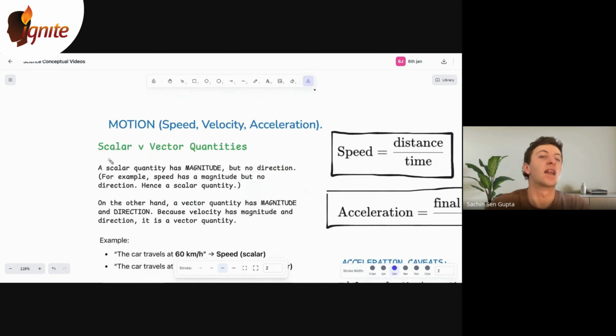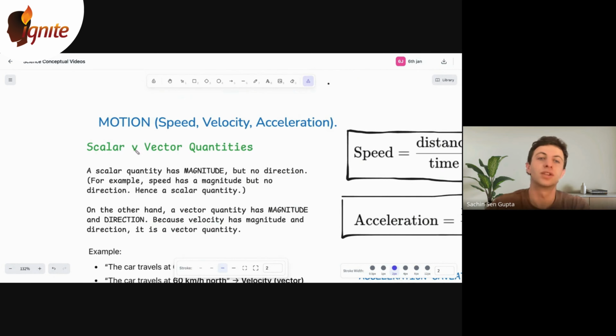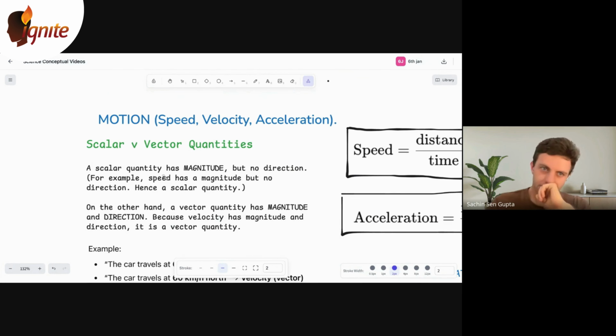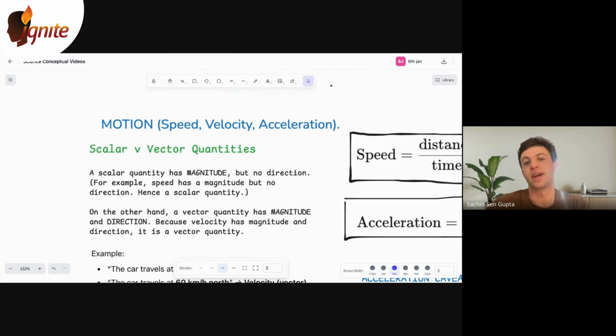The difference between a scalar and vector quantity, right? A scalar quantity only has magnitude but no direction. And the perfect example is speed, right? So speed is a scalar quantity. Associate these two in your mind. Speed is scalar. It does not have a direction, only magnitude. Say 5 meters per second, right?